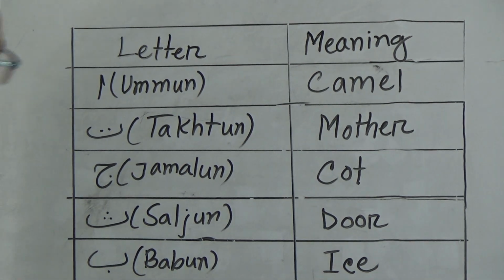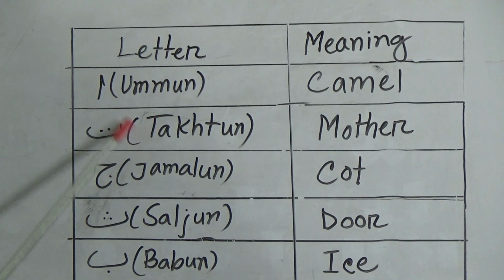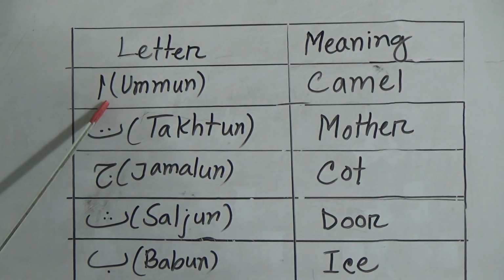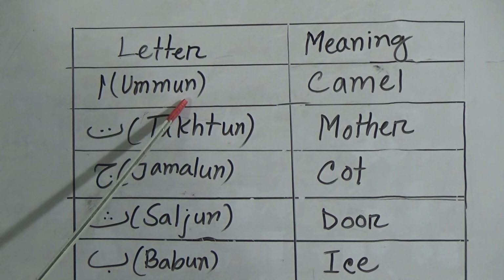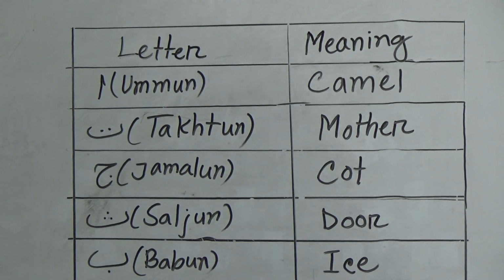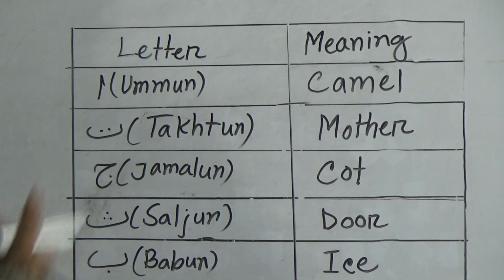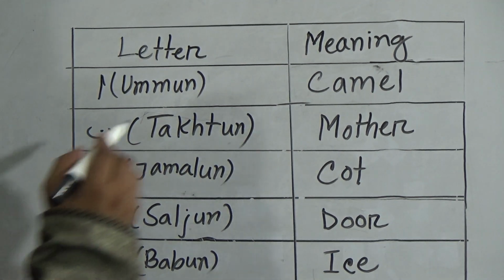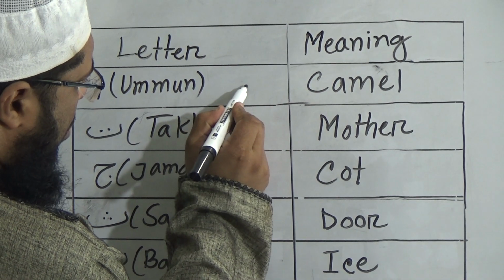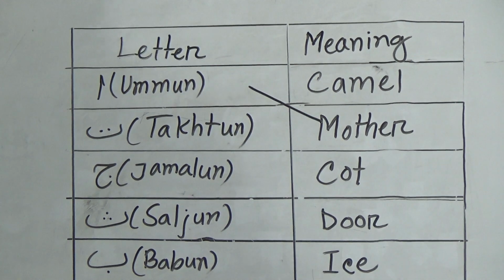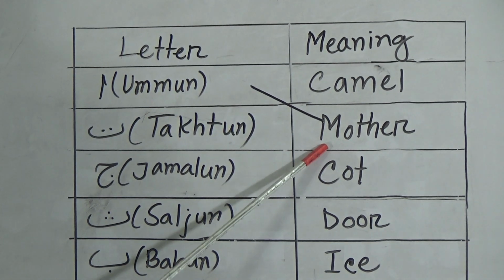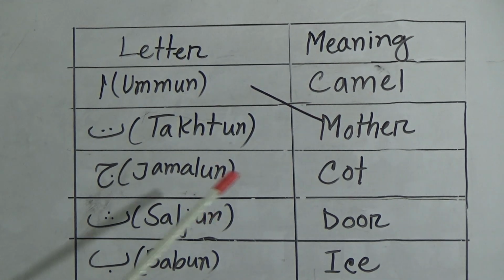At first, you know that alif is for ummun, and ummun means mother. So we have to match ummun with mother. Now we will draw a line, my dear students. Look at the board. We know that ummun means mother, so you will draw a line like that. You will only draw. That will be enough for you.